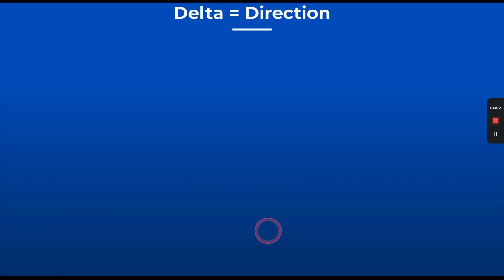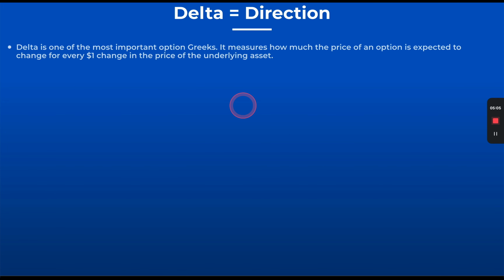Now let's get into delta a little bit, now that we understand the intrinsic and extrinsic pieces of this pie. So delta essentially equals direction. I think of it that way: that D reminds me, okay, delta is direction or directionality. It's one of the most important Greeks because it measures how much the price of an option is expected to change for every $1 change in the price of the underlying asset.